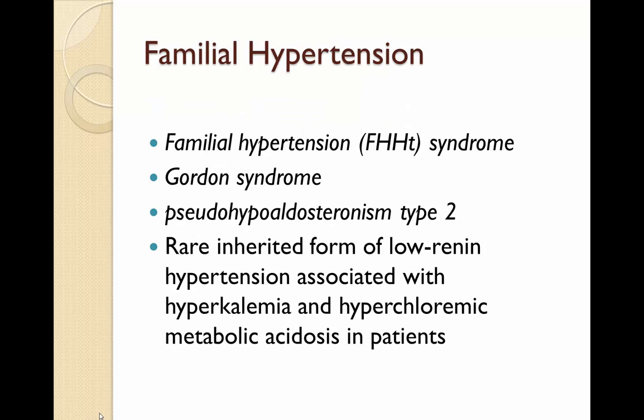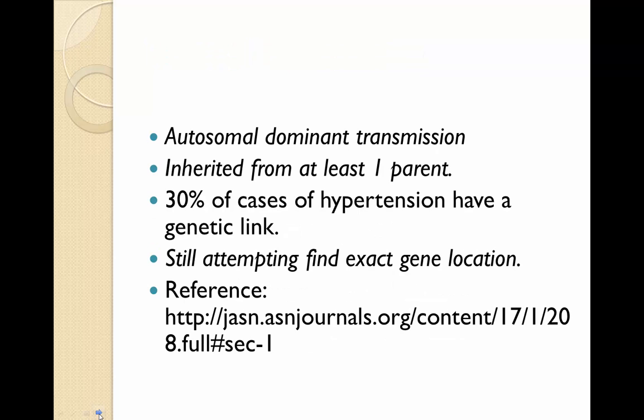You can have familial hypertension syndrome, or Gordon syndrome, or pseudoaldosteronism type 2. It's a rare inherited form of low renin hypertension associated with hyperkalemia and hyperchloremia, metabolic acidosis. Patients who have this disorder also have these electrolyte imbalances. It's autosomal dominant.